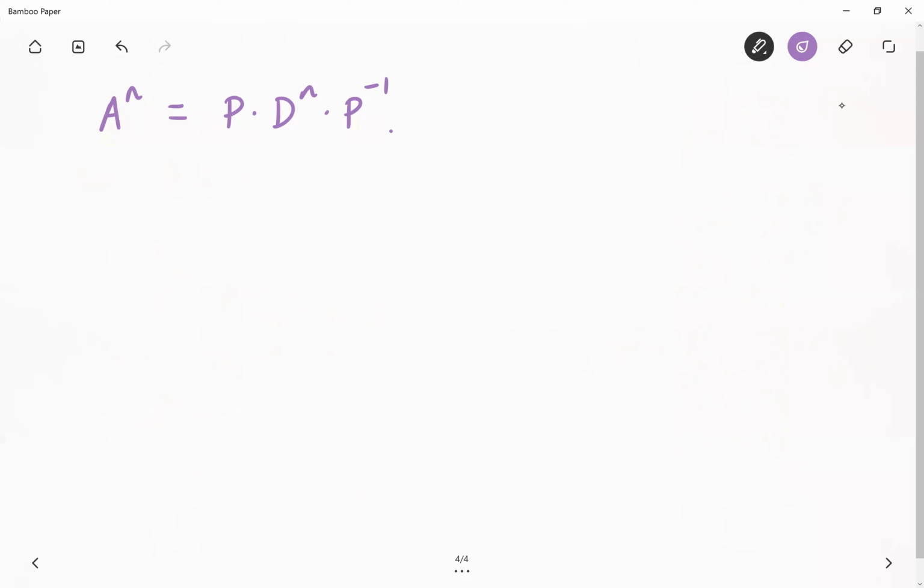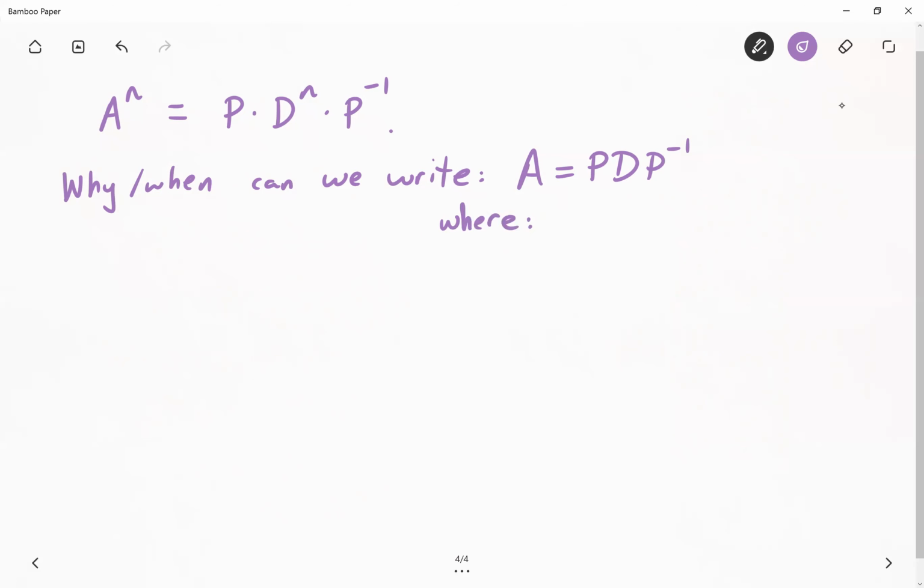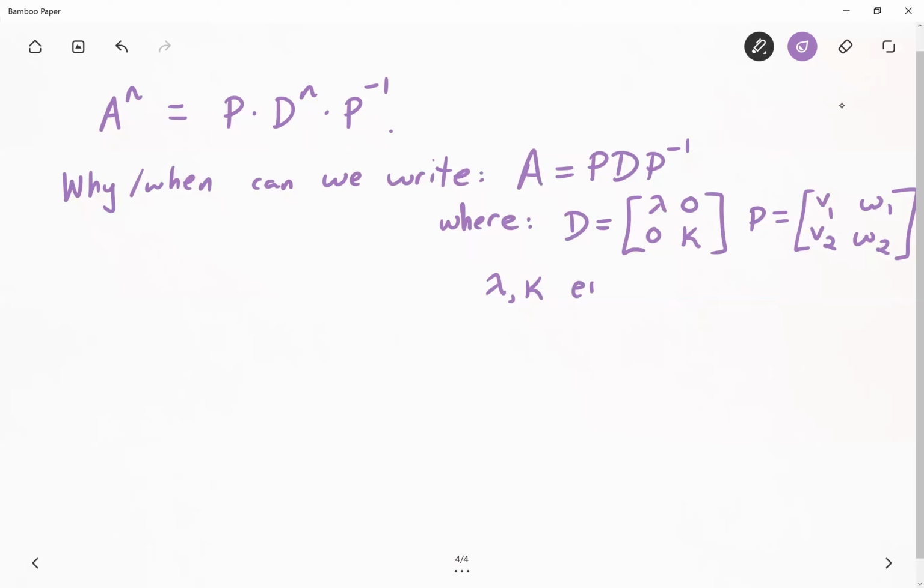But first, we really have to understand why this is true. Why, or when, can we write A is equal to P D P inverse, where, as you may recall, D is a diagonal matrix, lambda 0, 0 kappa. P is the matrix, we'll call it, with columns V1, V2, W1, W2. And lambda, kappa are eigenvalues, and the vector V, containing V1 and V2, and the vector W, the second column of P, containing W1 and W2, are eigenvectors.